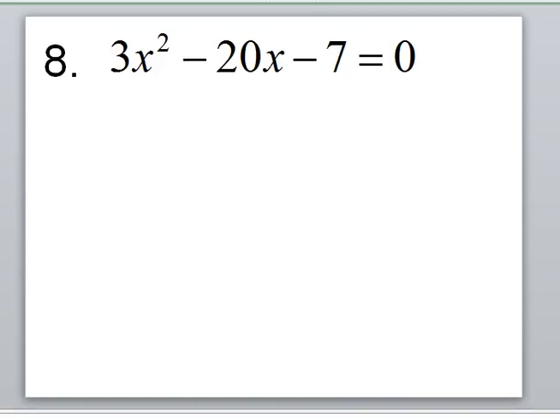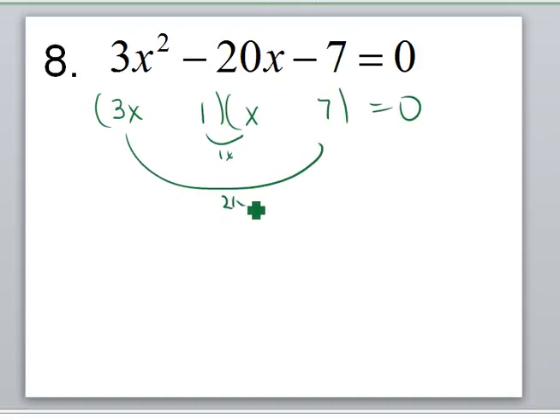I have just a few more examples of using zero product property. So on this particular problem, since it's already set equal to 0, I'm just ready to solve by factoring. So I'm going to put 3x times an x, because that's the only thing that will give me 3x squared. I'm going to put my 7 over here and my 1 here, because I get a 1x and a 21x.